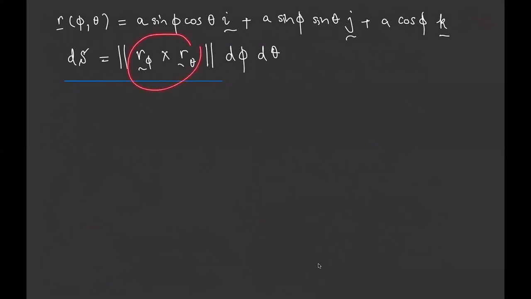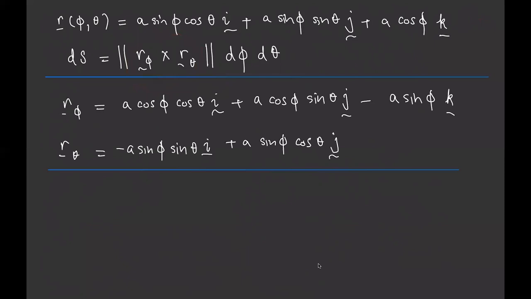Now what I need to do is calculate this in order to figure out what my surface area element is. So let me go ahead and do the calculations. First, let me take the derivative of this with respect to phi. There's a phi over here, so when I take the derivative, I'm going to get a cosine phi, and the a and the cosine theta just come along because it's a partial derivative. Over here, I'm going to get another cosine phi. When I take the derivative of this, I'm going to get negative sine phi.